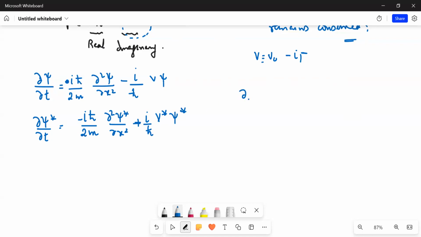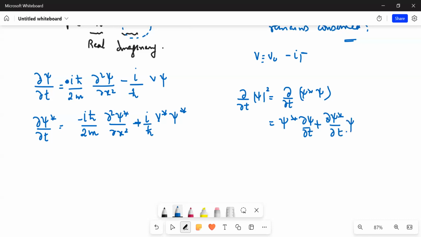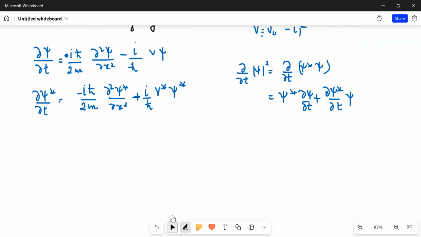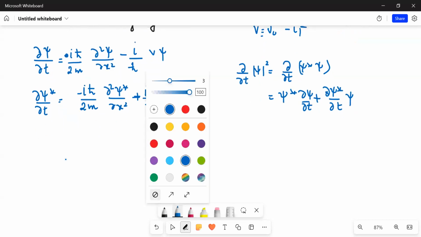And we understand what del by del t of mod psi whole square is. Del by del t of mod psi whole square is given by del by del t of psi star psi, which is actually equal to psi star del psi upon del t plus del psi star upon del t times psi. So if I use this, what am I going to get? That is what I have to use here.